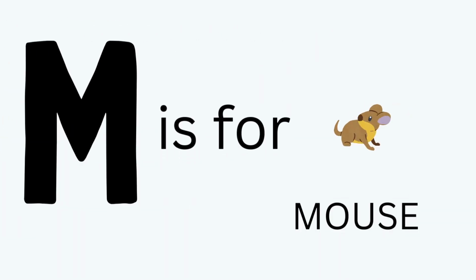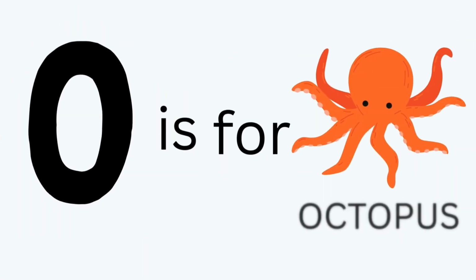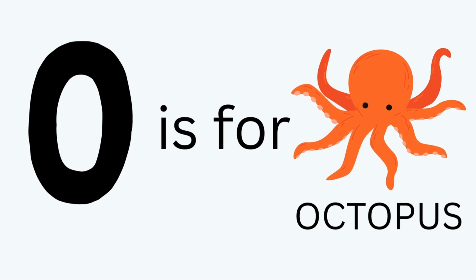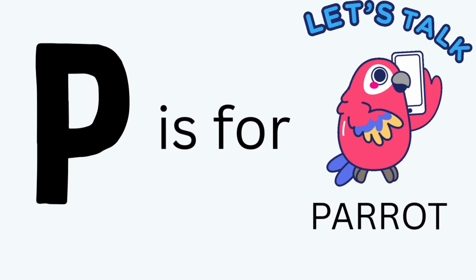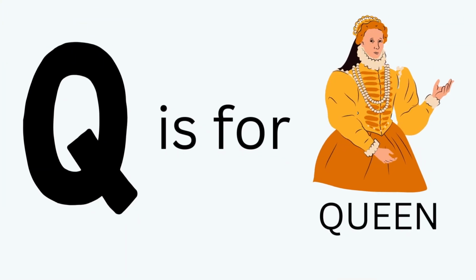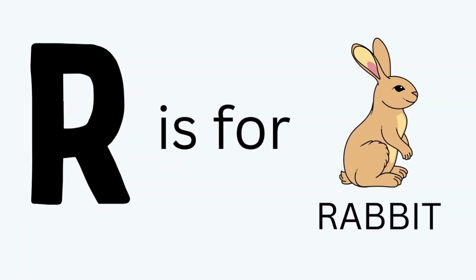M is for mouse. N is for nest. O is for octopus. P is for parrot. Q is for queen. R is for rabbit.